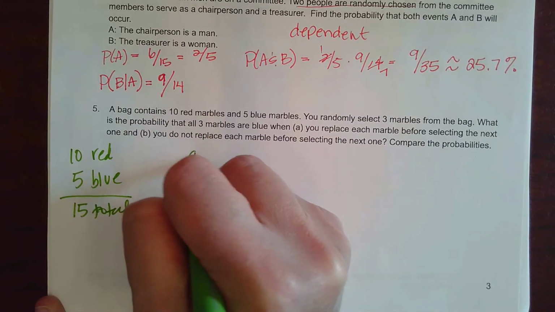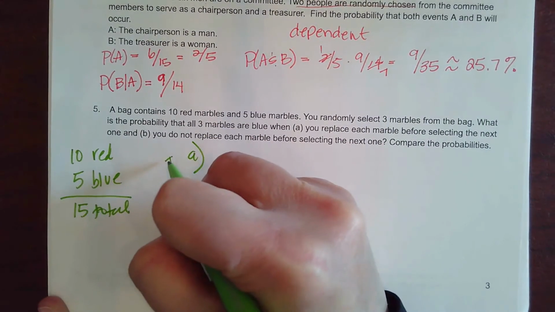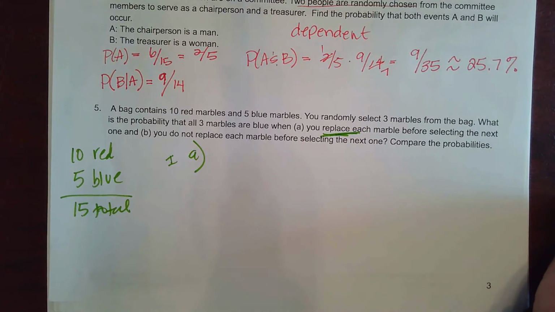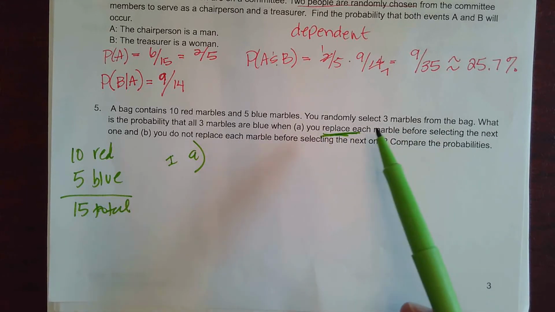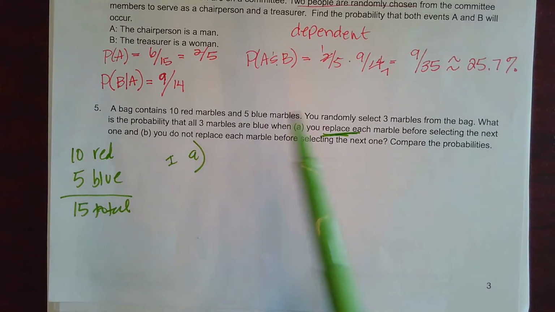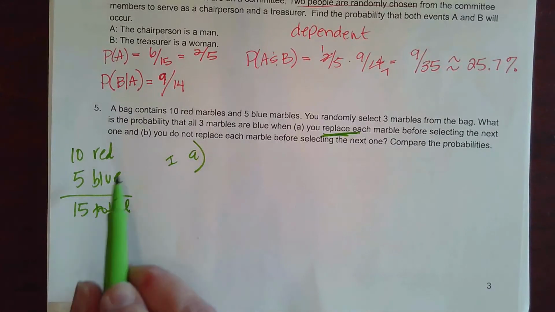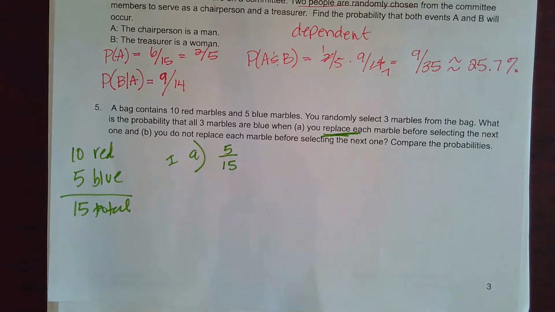So the probability of A, so like we're looking at A, you replace each marble. So this is an independent event. Because we replace them, it does not change the effect or the probability of what happens on the second draw. So you randomly select, or actually 3 draws, right? Second and third draw. What is the probability that all 3 marbles are blue? So the probability of blue would be there are 5 blue out of 15 total, right? That's the probability of blue.